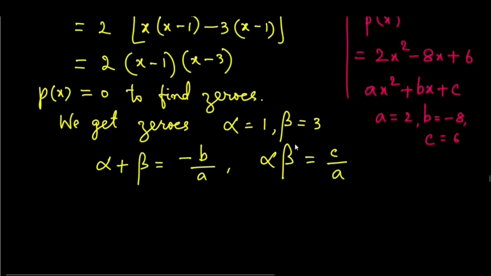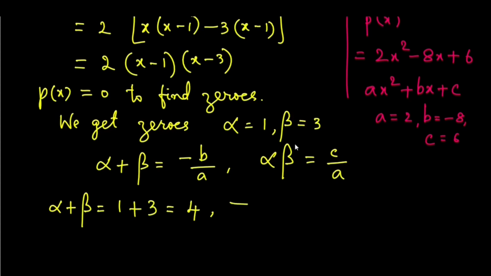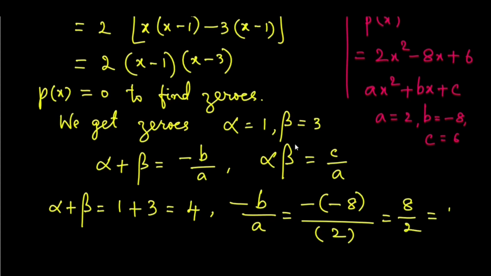So first one, let us say alpha plus beta. What is the value? Alpha is 1, beta is 3. So it is 4. Now what is minus b by a? Minus b value is minus 8 by a value is 2. This is 8 by 2, which is equal to 4. So verified, alpha plus beta is equal to minus b by a.